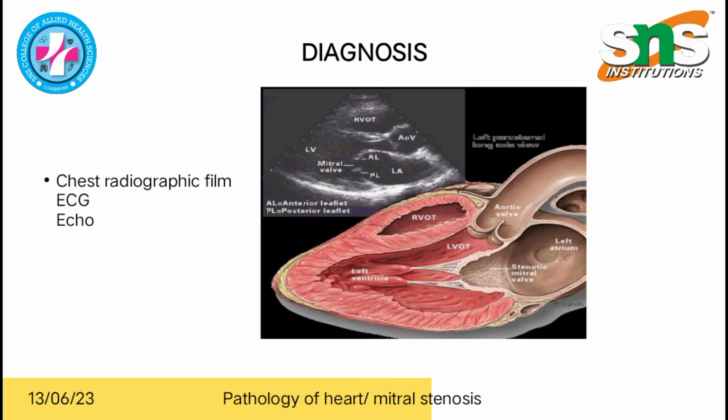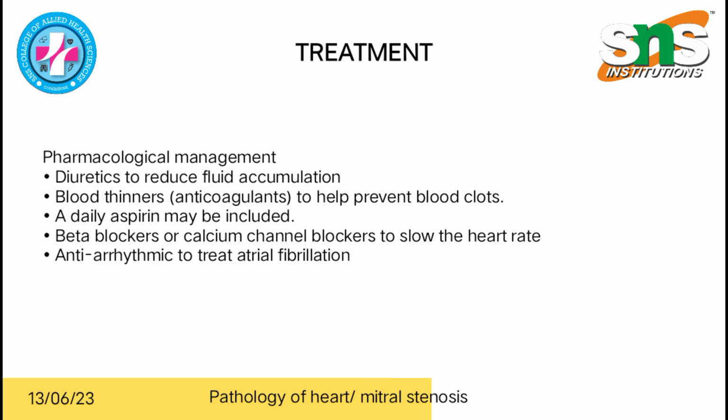Diagnosis: chest radiographic film, ECG or echo. Treatment: pharmacological management. Diuretics to reduce fluid accumulation, blood thinners to help prevent blood clots. A daily aspirin may be included. Beta blockers or calcium channel blockers to slow the heart rate. Antiarrhythmics to treat atrial fibrillation.